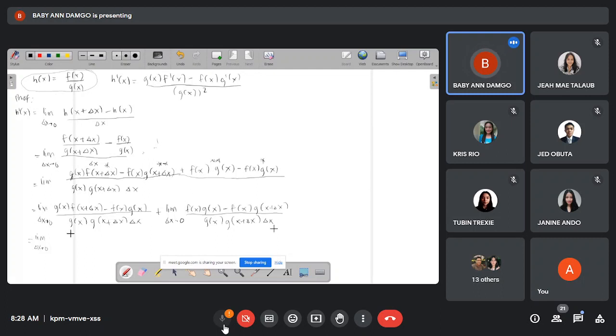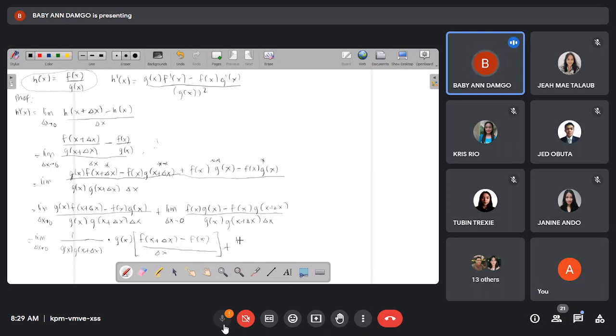We can write it in this form. So, 1 over g of x times g of x plus the change of x, times, so we factor out g of x. What remains is f of x plus the change of x minus f of x, all over the change of x. Okay. So, plus, same again, here what we factor out is f of x.